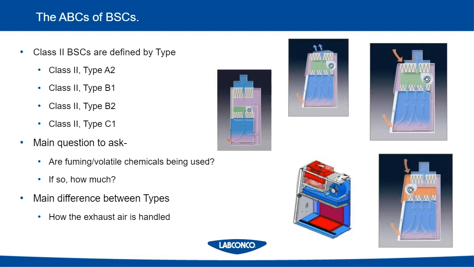We're going to talk about some different diagrams of each of these cabinets, and you're going to see these diagrams now on your right. I'm going to walk you through each of these, but the one main thing I want you to notice just in looking at these images right now is that they're all very different in how the exhaust is handled. And so that's what I'm referring to when we talk about the differences in the A's, the B's, and the C's. It's really about how that exhaust air is handled should you be using any type of volatile chemical.